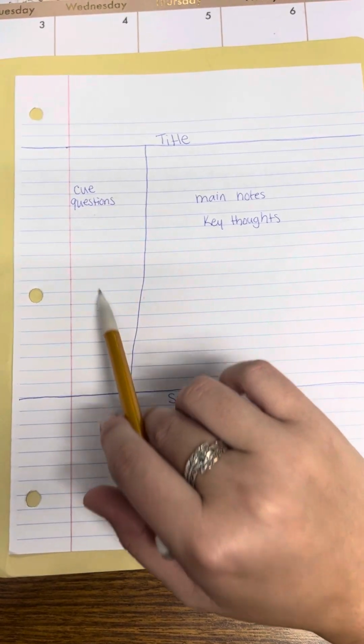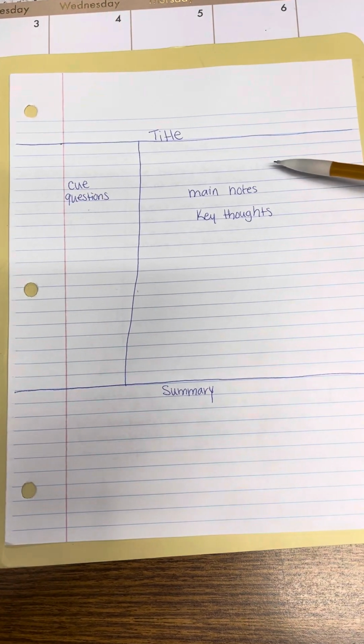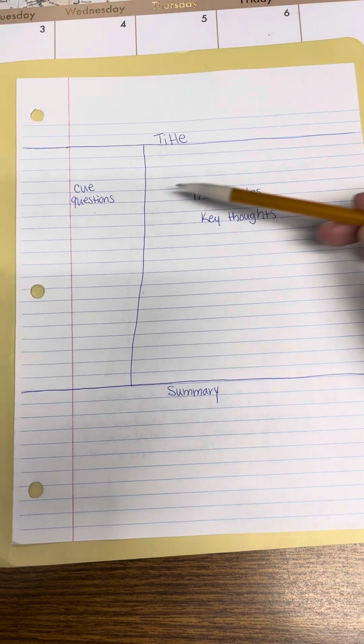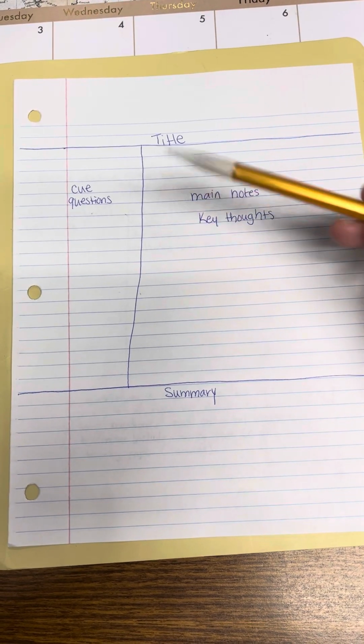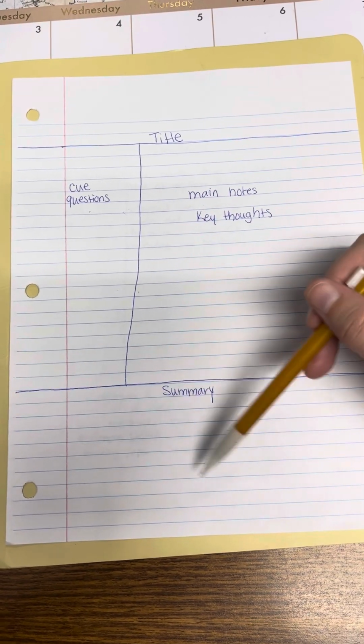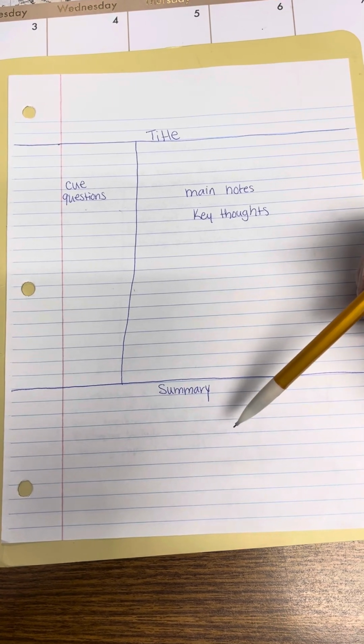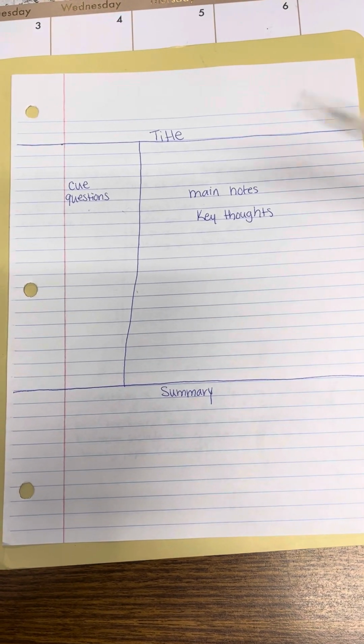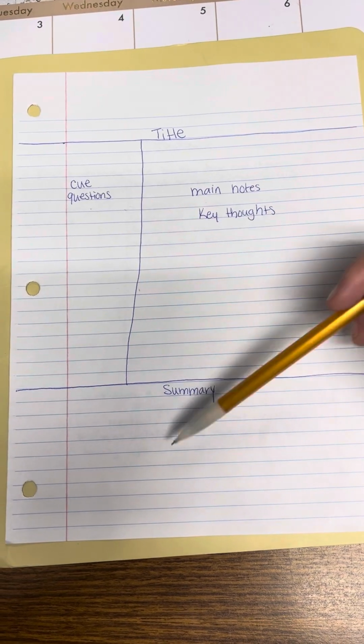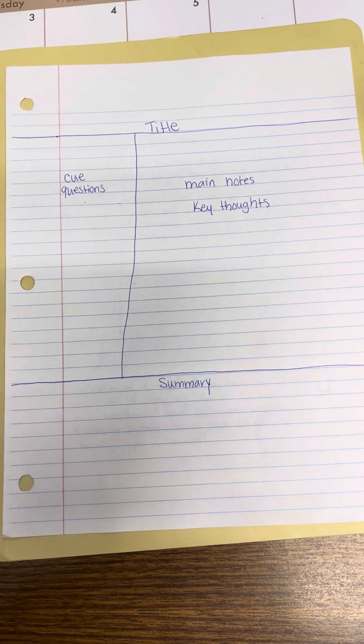You would list your Q questions here. And then on the other side, you would have your main notes, key thoughts that go with those Q questions. And then you have a summary of your notes down here. Some high schools and some colleges use this as a way to take notes. It's a good way to have things very organized for you. You don't have to do it that way, but you can.